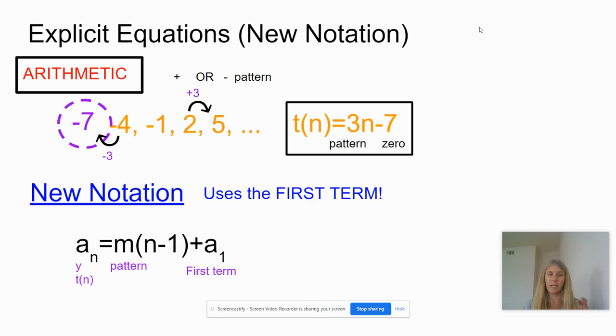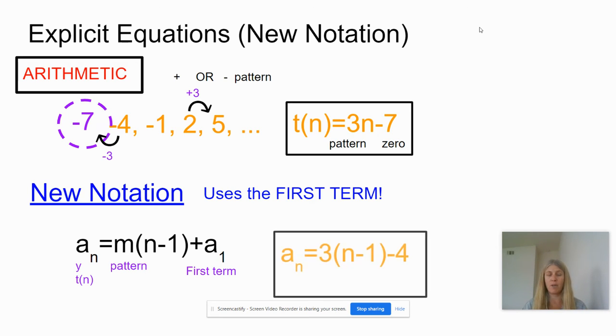We're just going to replace your m and your a of 1. Everything else stays the same. So in this case, the same sequence we just did is a of n is equal to 3 times the quantity n minus 1 minus 4. So it uses, once again, the first term in the pattern as opposed to the 0 in the pattern.